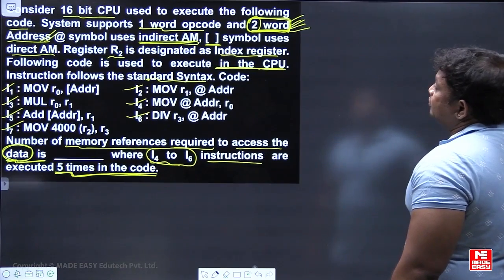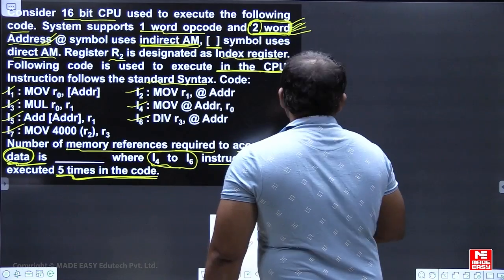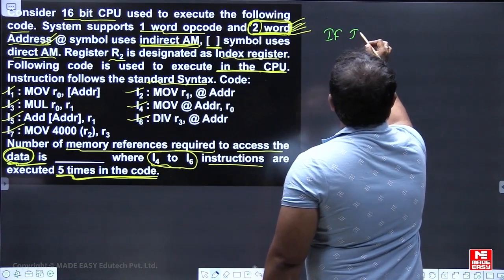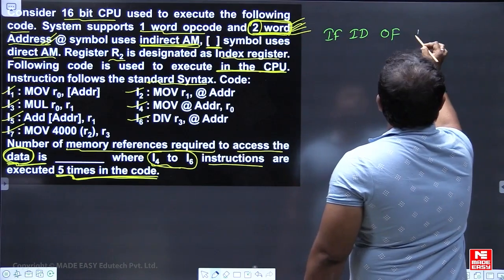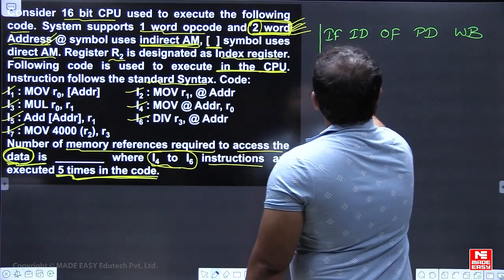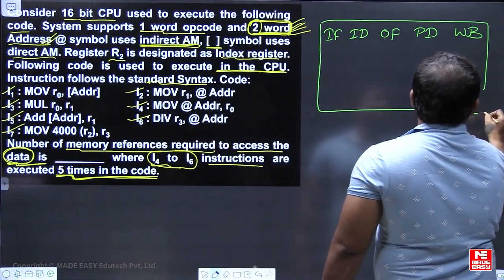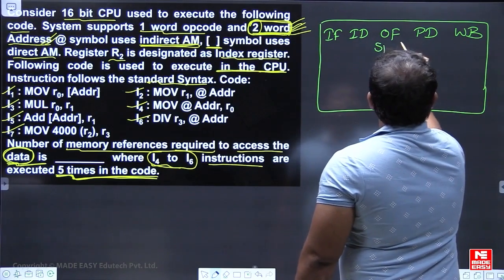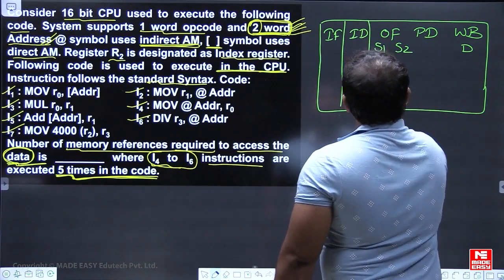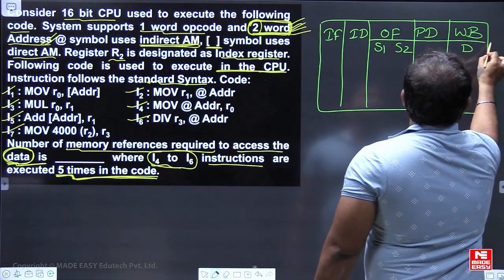When I explained the instruction cycle, what do you have? IF, ID, OF, PD, WB. These are the 5 states: source 1, source 2 and destination. This is the framework of the instruction execution. Is it okay?